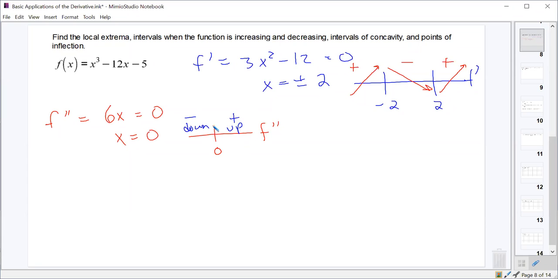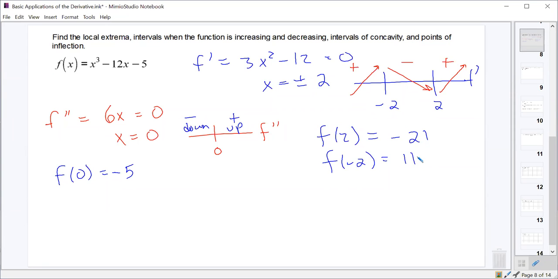And in order to figure out what the actual point is for the point of inflection, we need to find f of 0. And we're also going to need to find f of 2, and f of -2. So f of 0 is the easiest one, probably. That one's just -5, right? And if we look at f of 2, what is that? 8 minus 24 minus 5, that ought to be negative, what is that, 21? Yeah. And then if we plug in -2, that ought to be -8 plus 24, which is 16, minus the 5, which is 11.